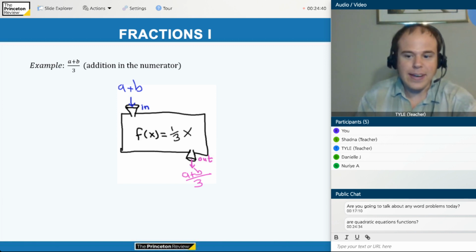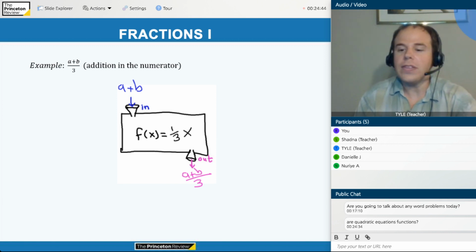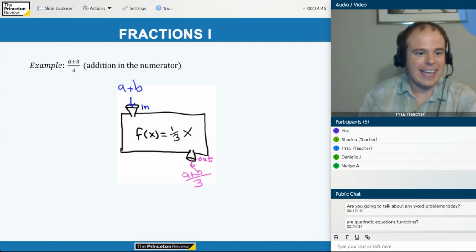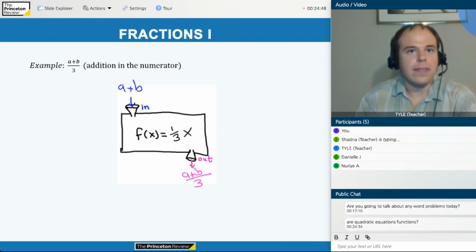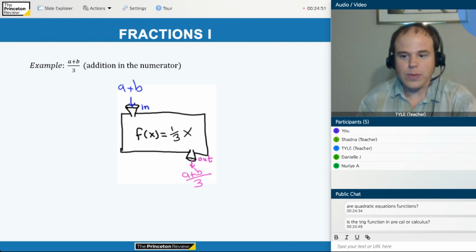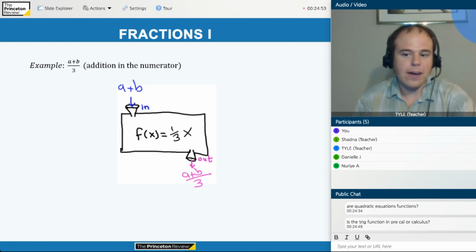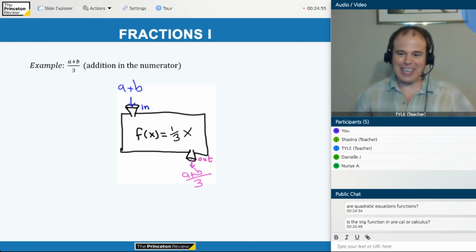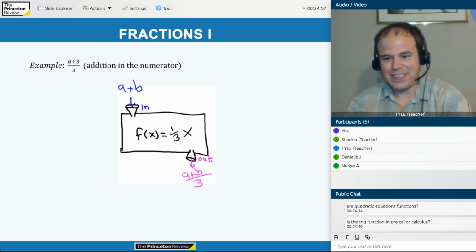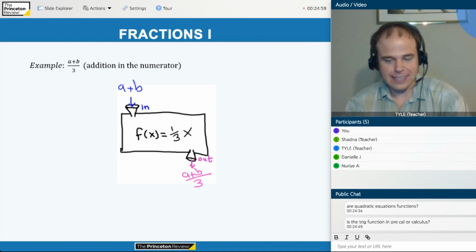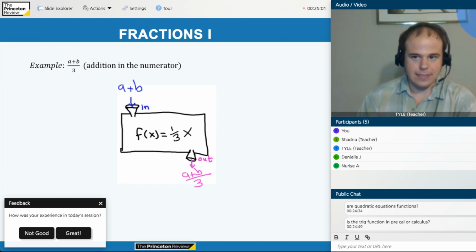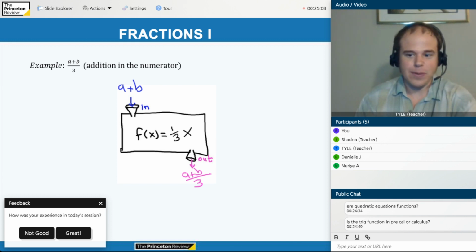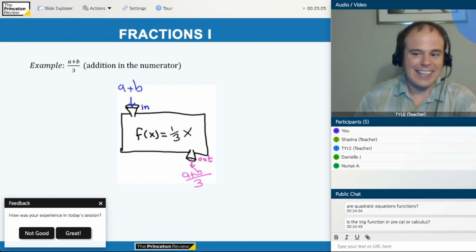Yes, quadratic equations are also functions. Good question. And we can look at some examples of that a bit later if you would like. We saw a bit of that with the quadratic, or like with the squaring. Is the trig function in pre-cal or calculus? Yes, it's in both. You'll see trig functions for the first time typically in your pre-calculus class, and then they'll come back and still be around when you take calculus. Yeah, good question. But you'll see those.